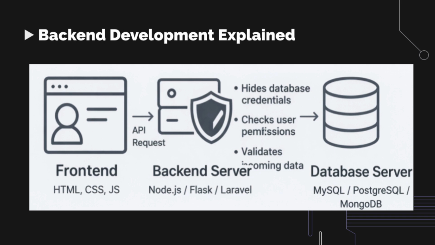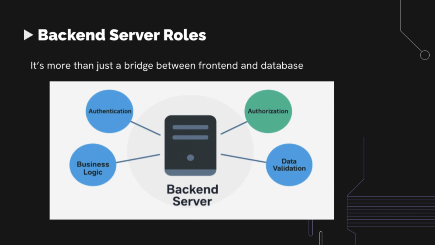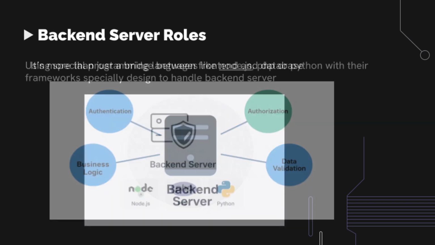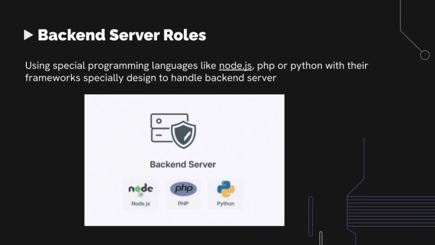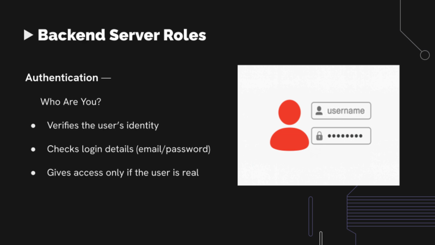So instead of giving users full access to the database server, we let them talk to the backend server, and the backend server first checks if the users have data access permission and talks to the database safely on their behalf. But the backend server does not just act as a security layer between your front end and the database. It does much more. This is where the actual logic of your web application runs. To build these functionalities and logic of the backend server, define what permissions and roles different users have, and define some other rules, we use special programming languages like Node.js, PHP, or Python on the backend server, along with their frameworks that are specially designed to handle the backend server. The backend server plays several important roles in how your application works, like authentication, which checks who you are.